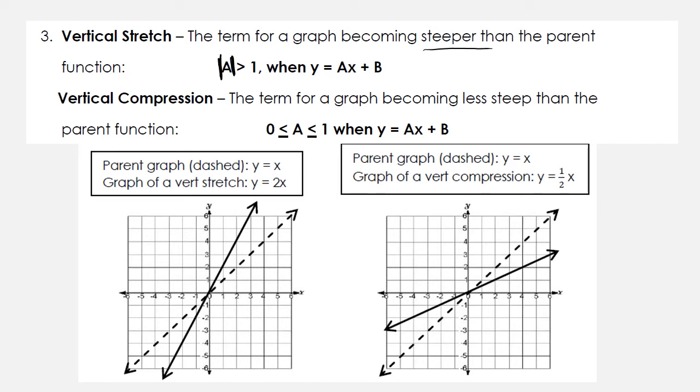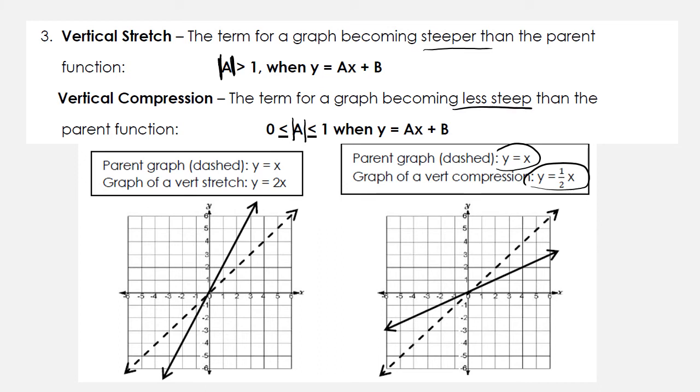Vertical compression, on the other hand, will have an absolute value of a that's less than 1. It's going to be a fraction. When it's less than 1, when compared to the parent function, we will have a smaller slope. Smaller slope will give us a less steep line.